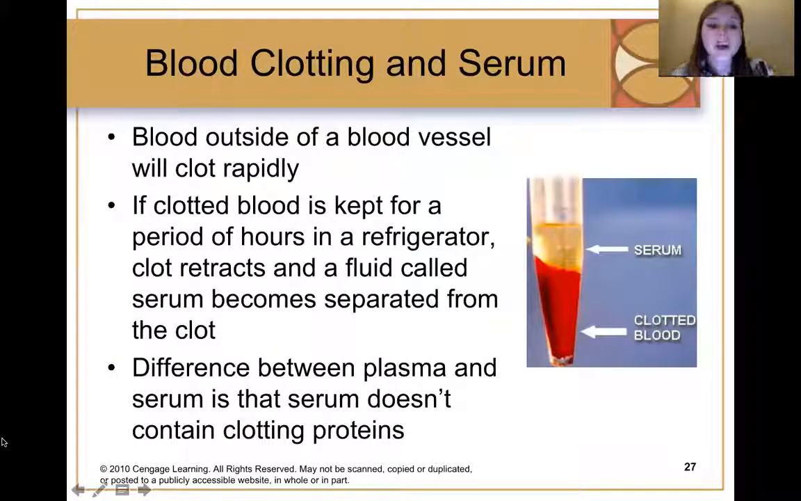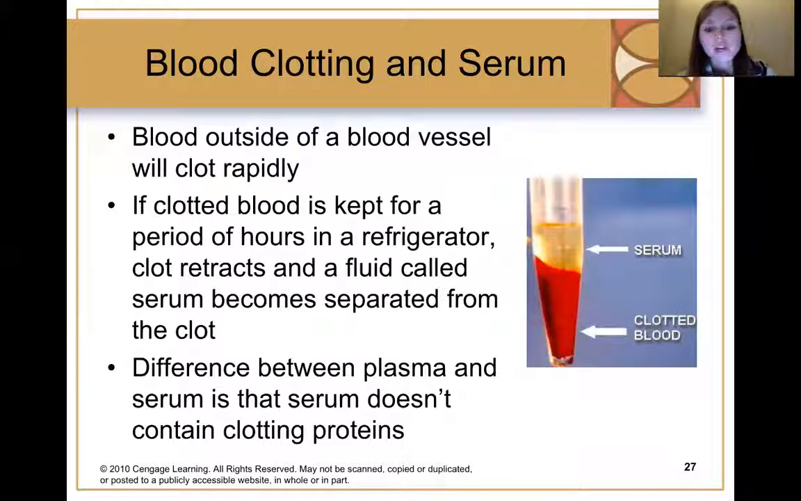Typically, blood outside of a blood vessel will clot rapidly. There are some diseases. I know people that have hemophilia, or hemophiliacs. Their blood doesn't clot. So if they get a cut or anything like that, it can be very, very devastating because they will not stop bleeding. That's just a disease there, just kind of an exception. But typically in a normal, healthy person, blood outside of a blood vessel will clot rapidly.